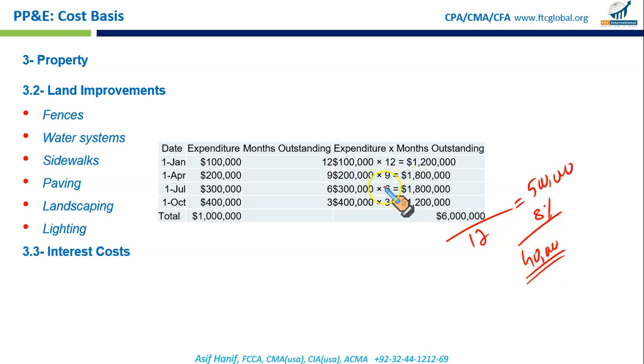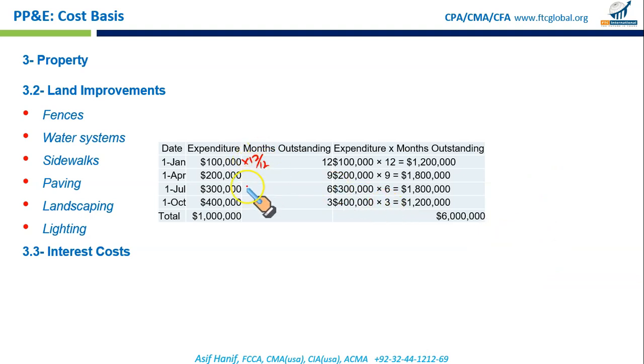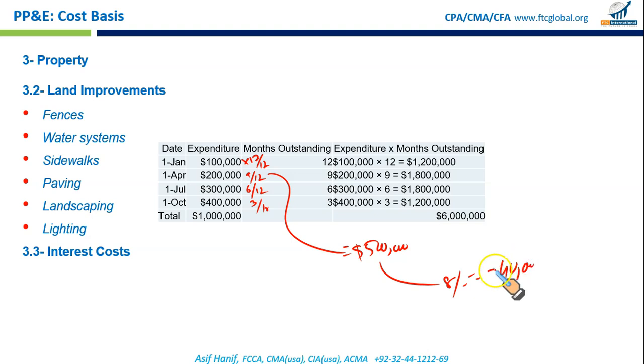If you find this a little difficult, then I would recommend another alternative. Instead of just multiplying it with the number of months, you can simply take this amount and multiply it with 12 upon 12. Remained outstanding for 9, and 9 by 12. It's going to be 6 by 12, 3 by 12. If you simplify, you get the final figure that I calculated, $500,000, and simply multiply it with 8% and you get the same figure. So multiple ways of doing it.